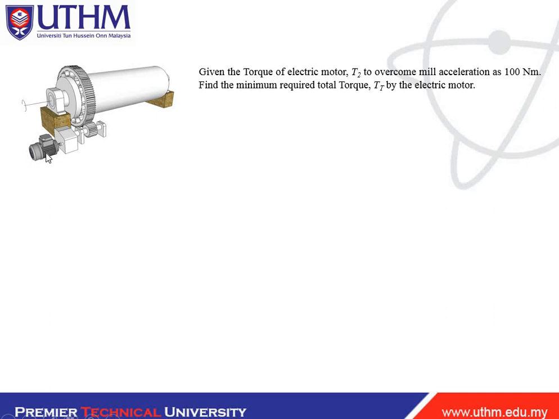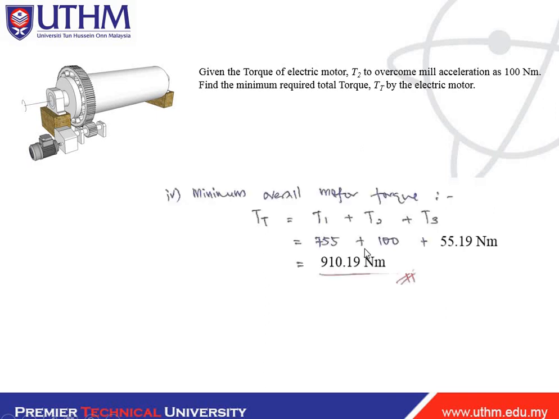The next one is given the torque of electric motor T2 to overcome mill acceleration as 100 Newton meter. So they are saying that the torque for this motor to overcome the acceleration of the mill is 100 Newton meter. So find the minimum required torque by the electric motor. You need to find the total torque, meaning torque of the motor to overcome inertia plus torque of the motor to overcome friction plus torque of the motor to overcome acceleration. So T1 plus T2 plus T3.